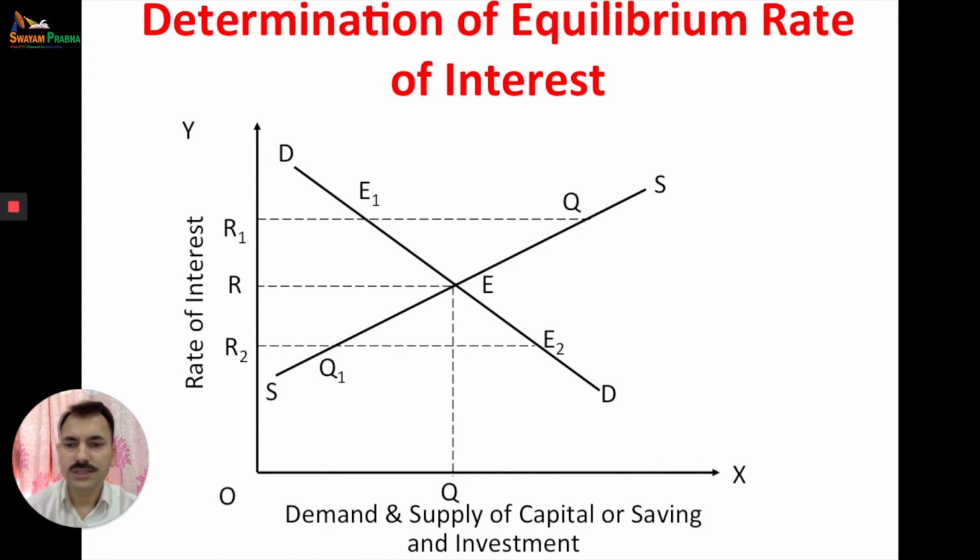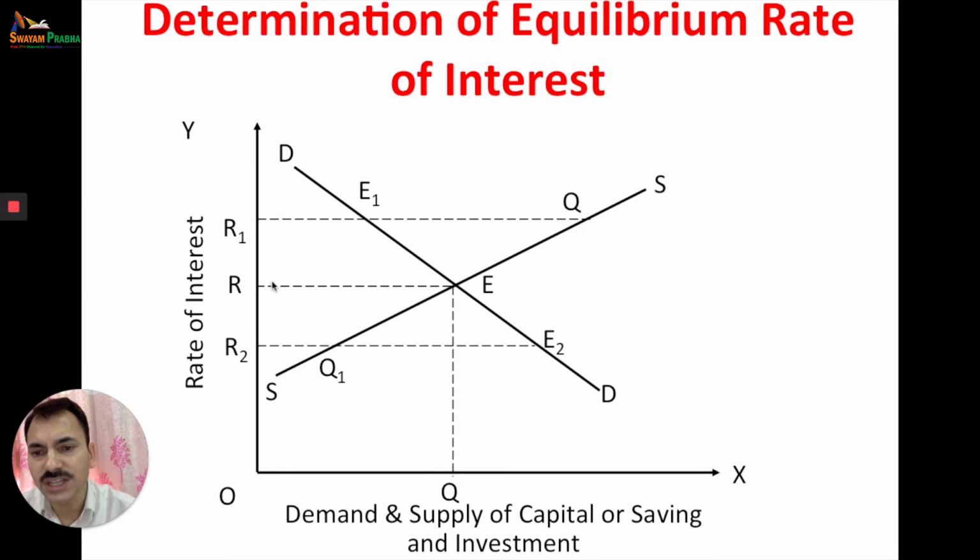Now, see, this is the x-axis. We have the demand for and supply of capital, and the y-axis is the rate of interest. DD is the demand curve, SS is the supply curve. Now, the point where the demand for capital intersects the supply of capital is the equilibrium point. And here the rate of interest is OR and the quantity demanded and supplied is OQ. It means this is the point where the rate of interest is determined.